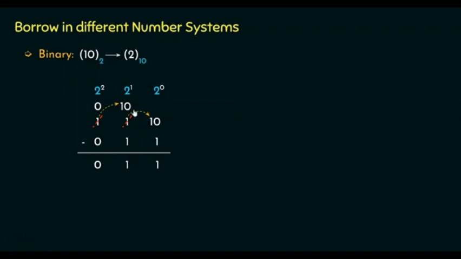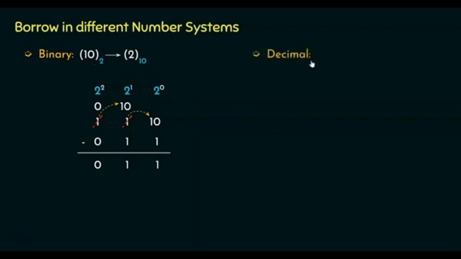Now considering this, we borrowed this one from here, which was initially having the place value 2 squared, and we brought that in this place. So clearly, we borrowed 2 from this place and accumulated that with this place value. So in binary, whenever we are borrowing 1, it is 10, that is 2 of decimal.